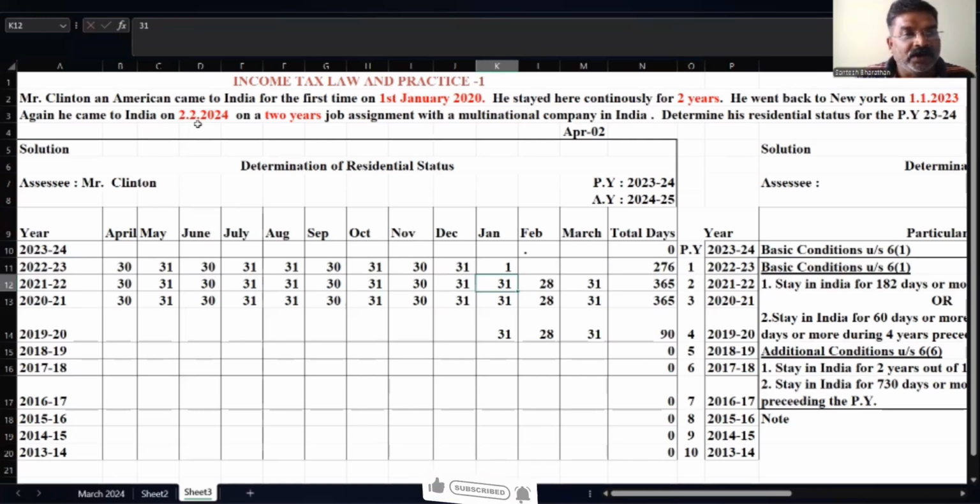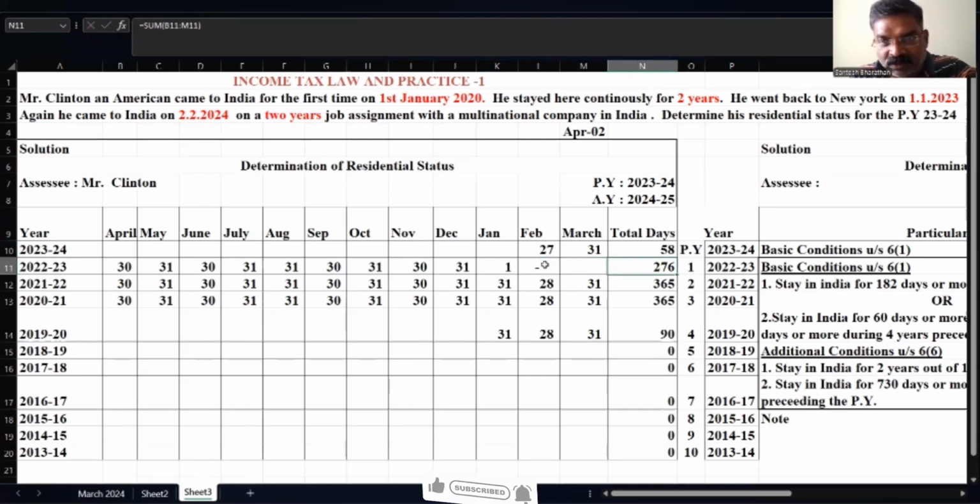Again, he came back to India on 2nd February 2024. So that is in the previous year. He came back 2nd February. So I will mention, we have to leave 2 days out of 28. 26 days he was there. Second also, if I add, it becomes 27 days he was there. Okay. Only 1 day will be subtracted in the month of February. March whole month he was there, 31. Okay. So 58 days.